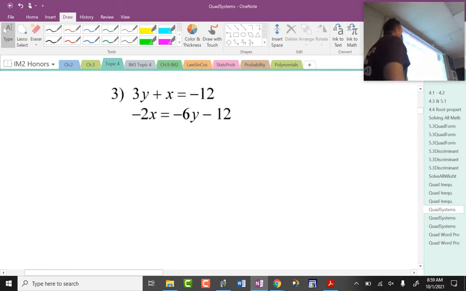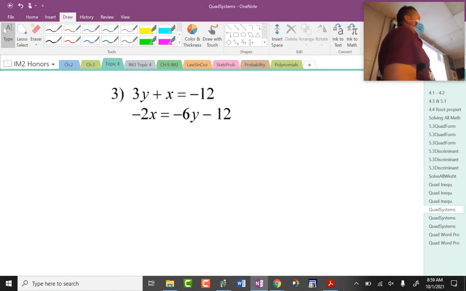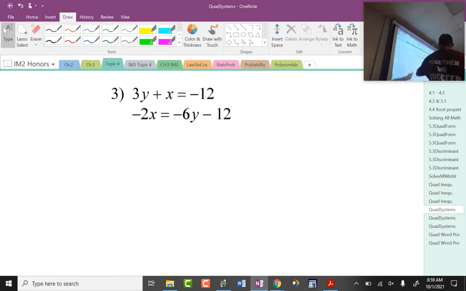This one, I'm going to do elimination. It is kind of close and would probably be good for substitution. What could I divide both sides by? Negative 2, and then you can plug in for x again. But I'm going to go ahead and show elimination on this.